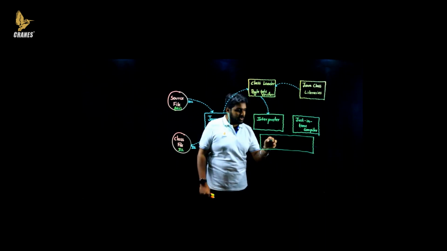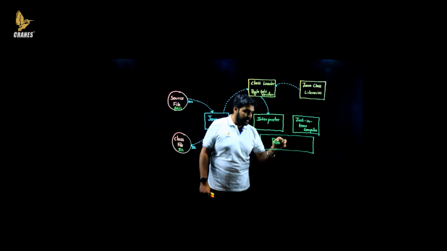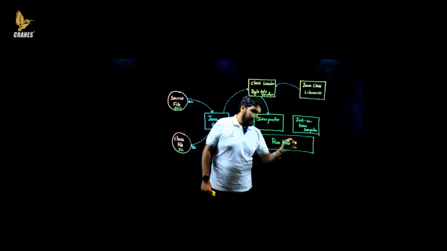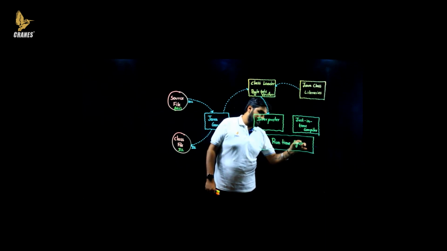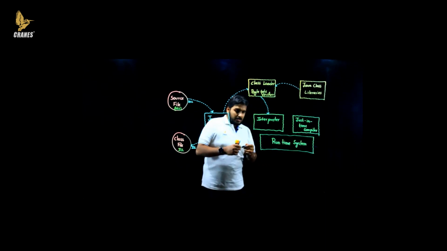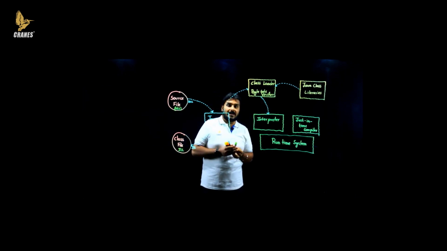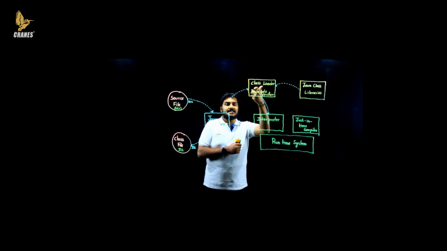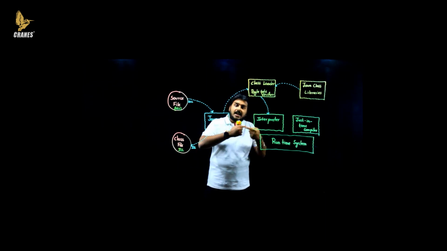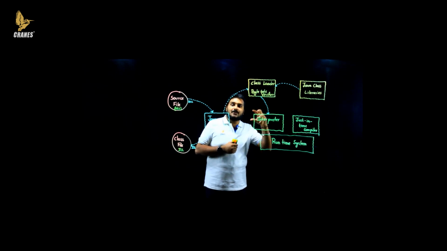This is called the runtime system. The code that was given out from your class loader or bytecode verifier will enter this particular stage. In this stage, the code that was in intermediate level language will get converted to which language? Machine level language. It will get converted to machine level language.